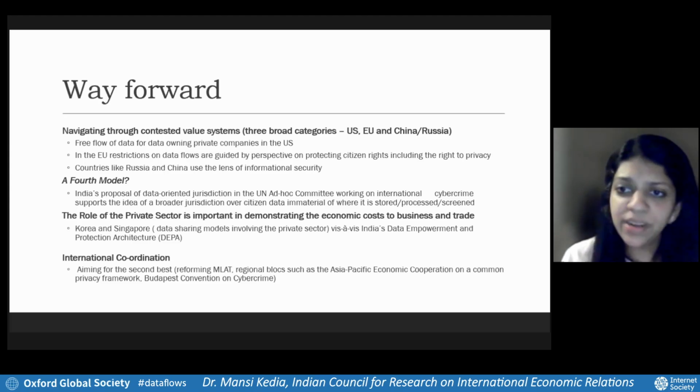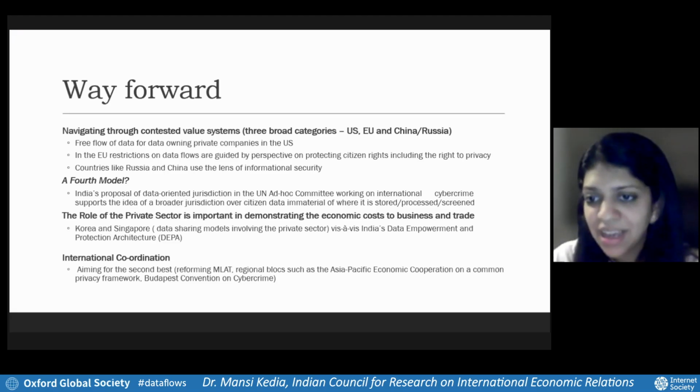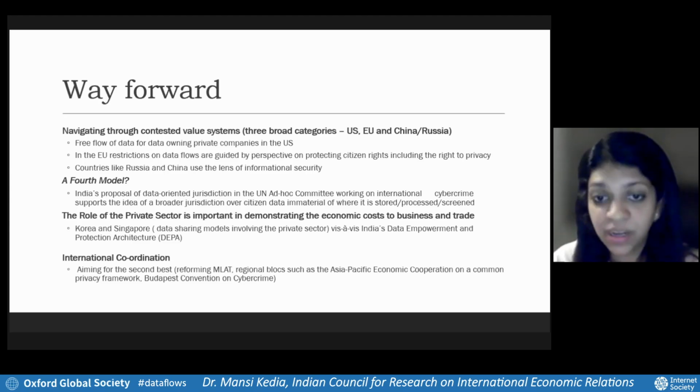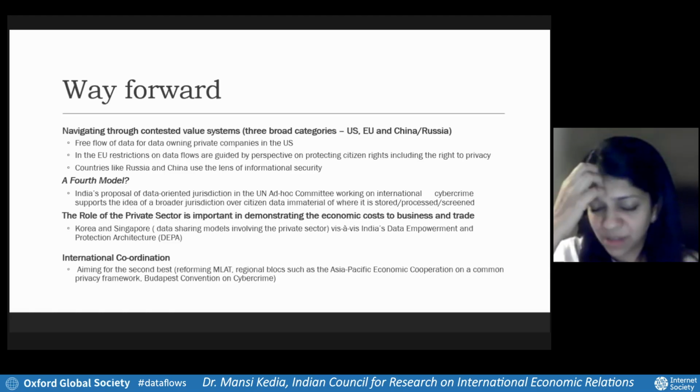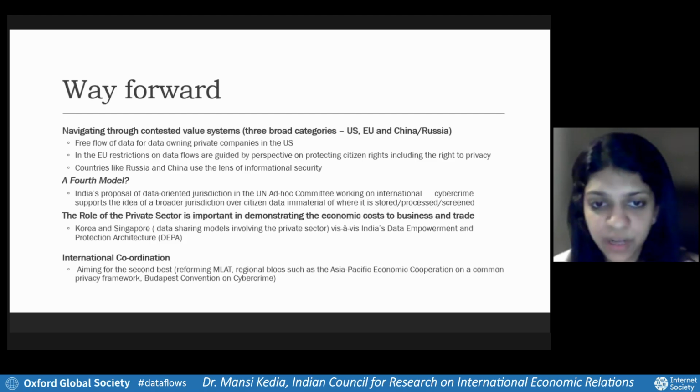The final point is, while everyone was talking about how we get to an international agreement, in my mind, I think we have to accept that it's going to be a world of the second best, and that we may never land up with an agreement which everyone would agree to. And what would be this world of the second best? We already have some examples, and several have already been spoken about in the previous presentations.